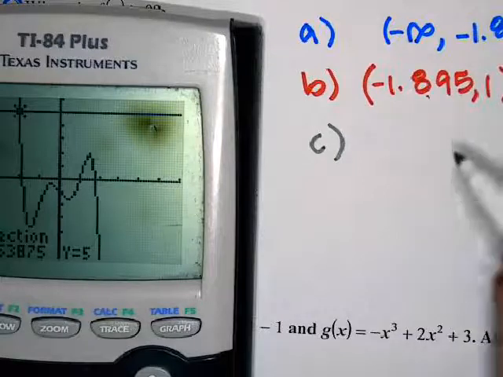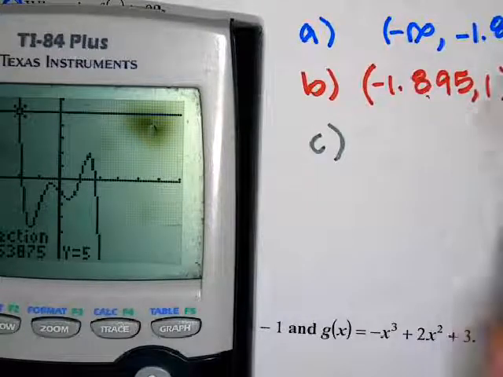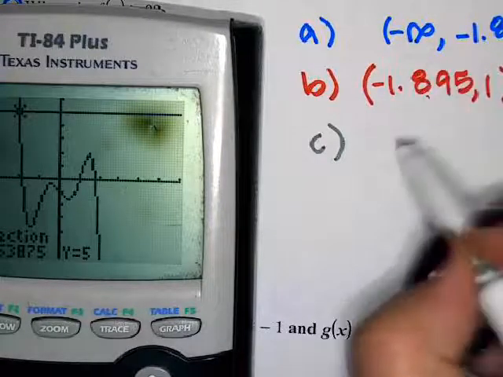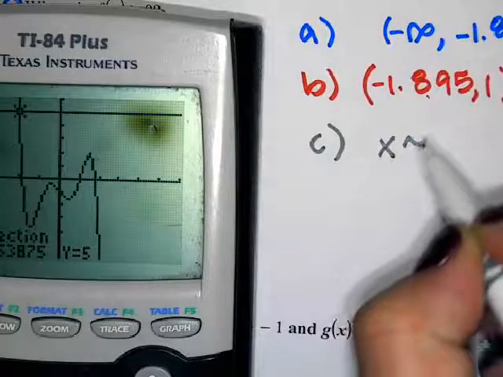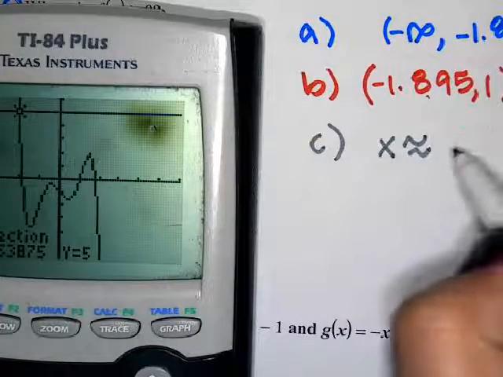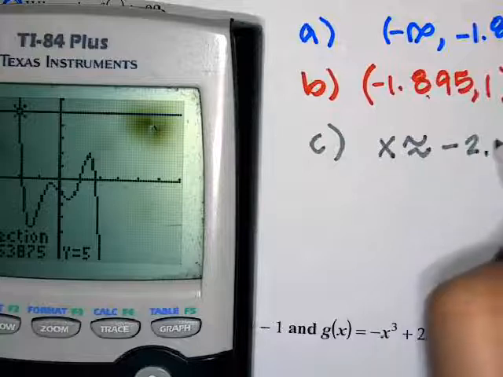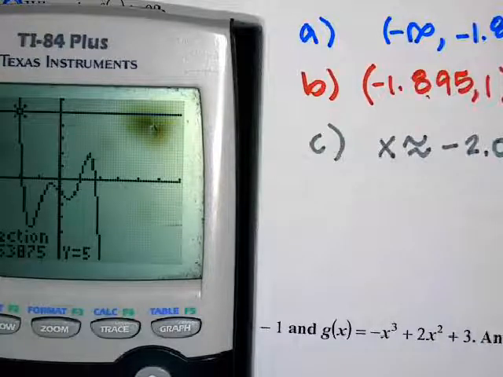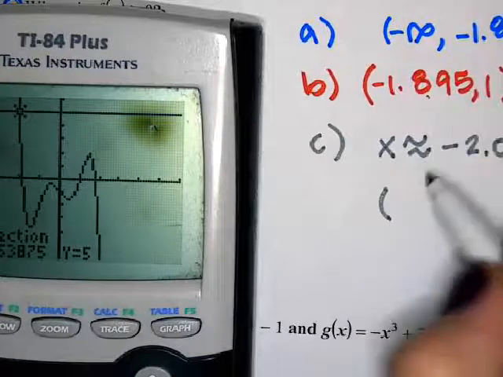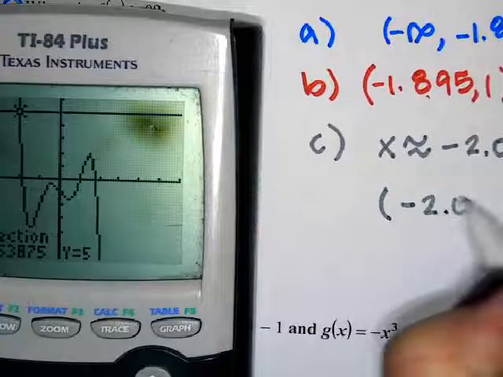Yeah, so these are x values. So I'm just going to say x is approximately negative 2.054. Or if you want to write it like a point, you could say negative 2.054, comma 5. Either one of those answers is fine.